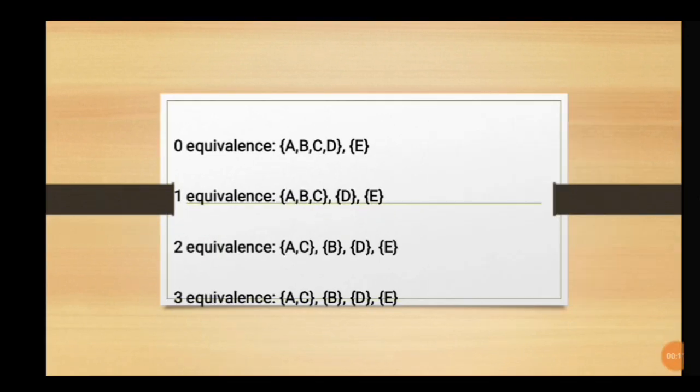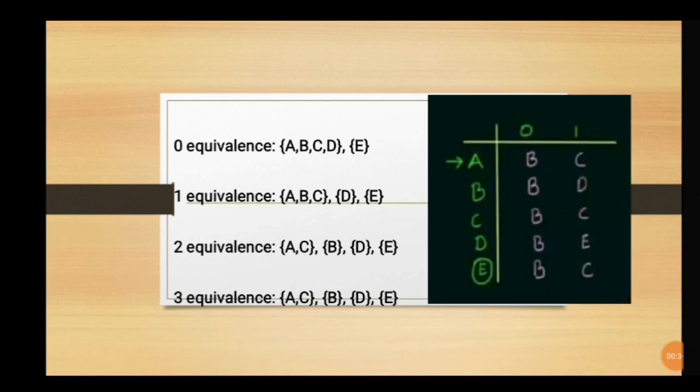Step 2, write 1 equivalence. In 1 equivalence, take all possible pairs of states and check if the two states are in the same set. If they are, they are 1 equivalent, else split the states into different sets. So how to check if they are in the same set? We have a table here to check.